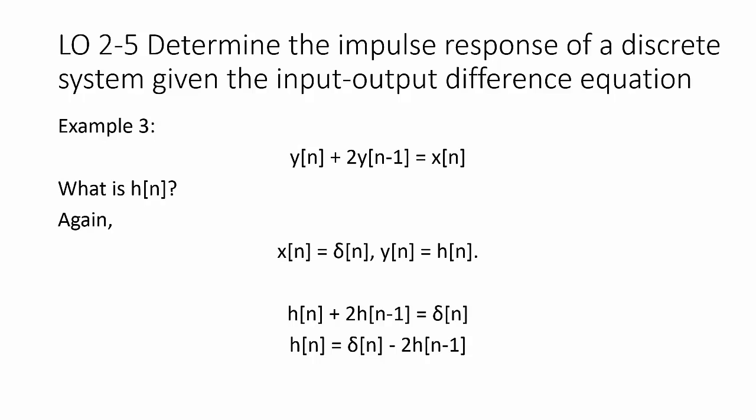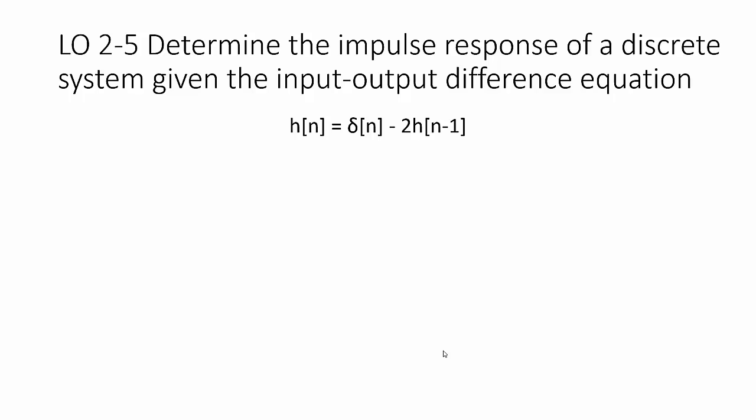However, when we solve for h of n, we don't get something quite as simple as we did before. We still get a delta of n on the right-hand side, but now there's another h on the right-hand side too. So we're not done because we don't know what h of n minus 1 is. We do know that delta of n takes on a value of 1 at n equals 0. So let's think this through a little bit further.